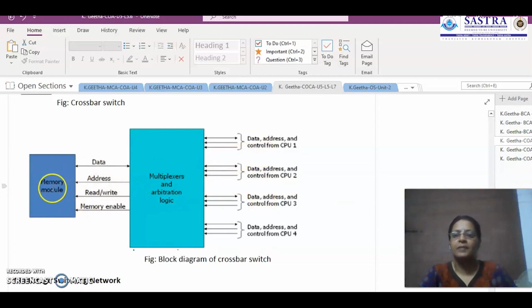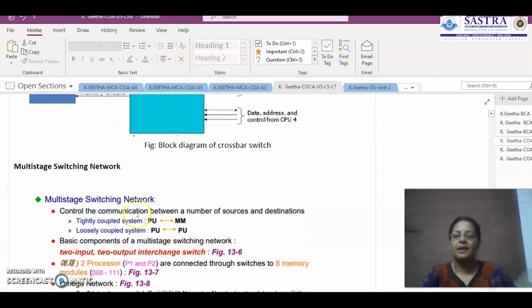So we will be having the memory module connected with the multiplexer by means of data bus, address bus, and read/write bus, and the memory of course should be enabled, because we have so many memory modules communicating with the processor. Which memory is to be enabled at that particular point of time has to be activated by means of the memory enable signal.